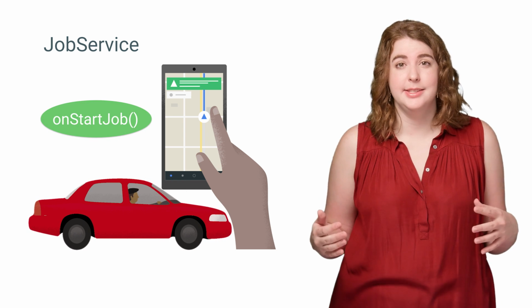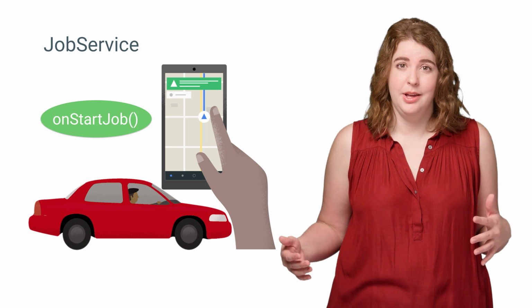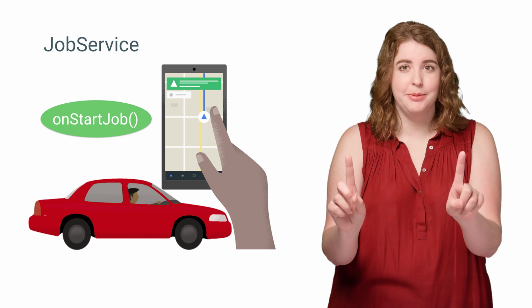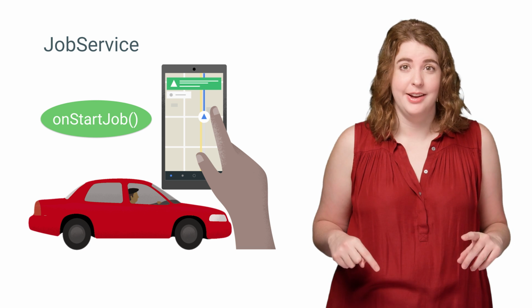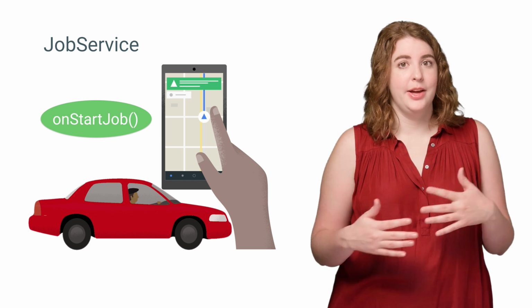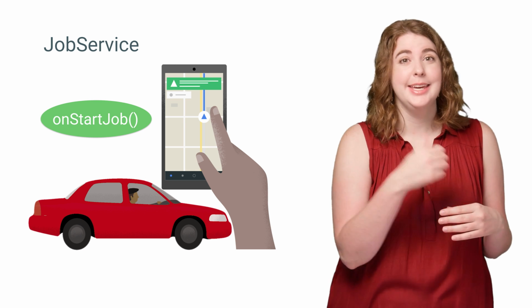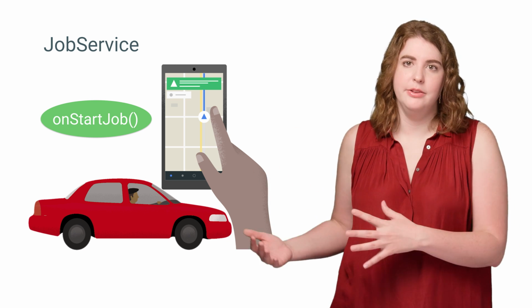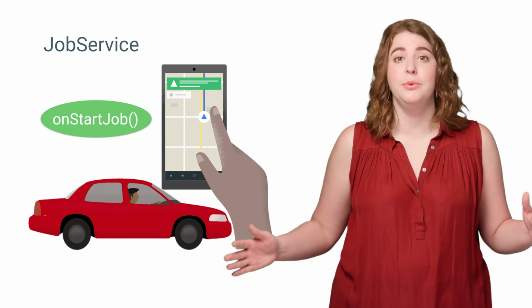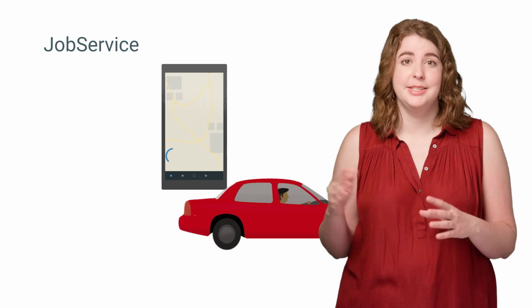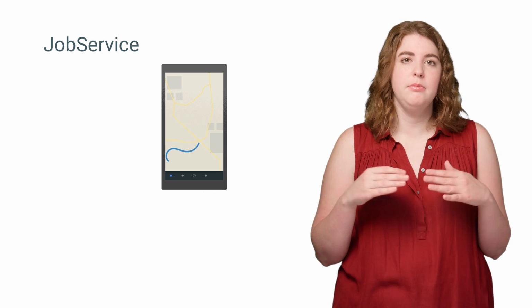onStartJob is called by the system when it is time for your job to execute. This is where the one tricky part about JobScheduler exists. Your job service runs on the main thread. That's right, the main thread. So use onStartJob to either perform simple work or to kick off a background thread for complicated work. And if you do kick off something else, you'll need to return true. But if you're done with everything, go ahead and return false. This will let the system know whether your job has any ongoing work still.